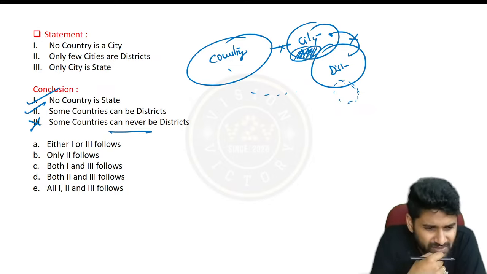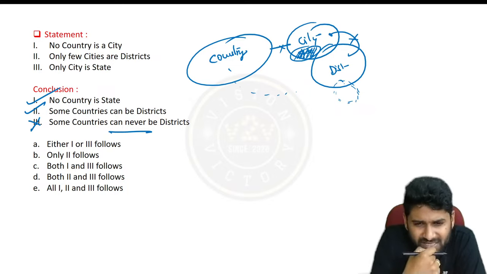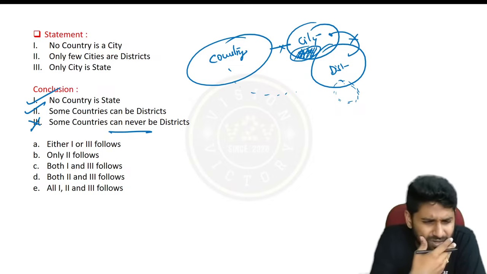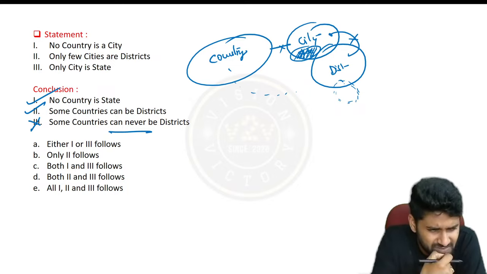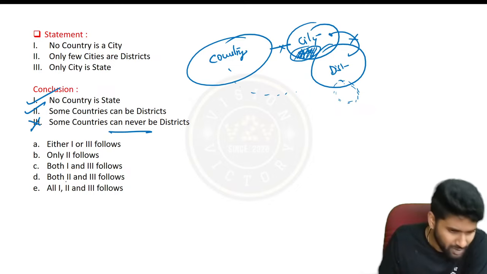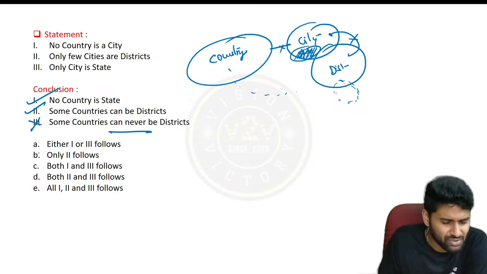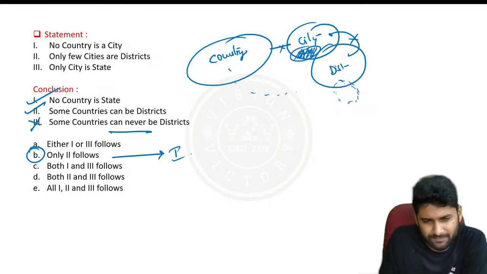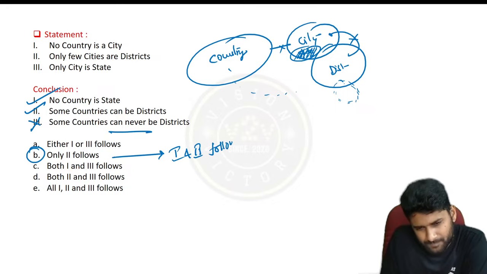Guys, let me check with the statements once again. Third one, some country can never be a district. Some district can never be a country. So it's possible, yes, we have a possibility, but we don't have any options here. Guys, according to the options, we have to choose, right? So 1 and 2, we cannot see that option. If the option is not given, then you should choose B. But definitely they will give. It's option 1 and 2. Both follow, guys. 1 and 2 follow.